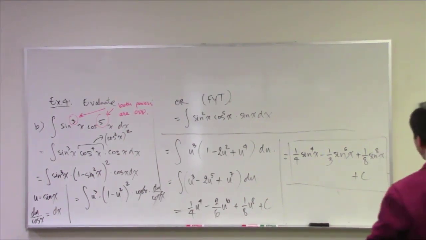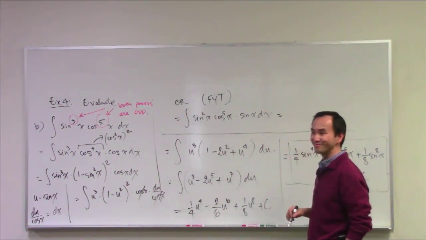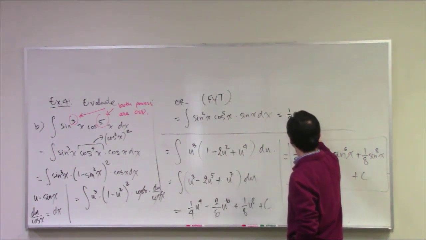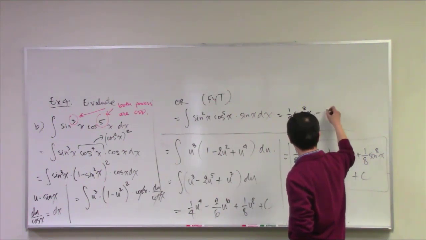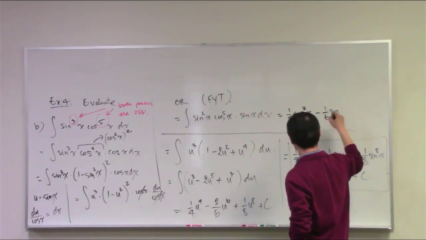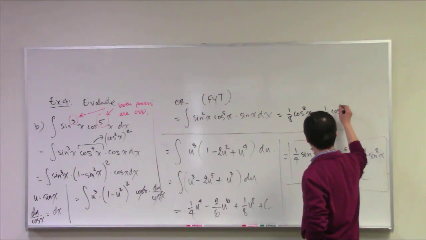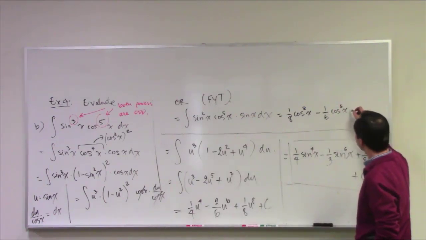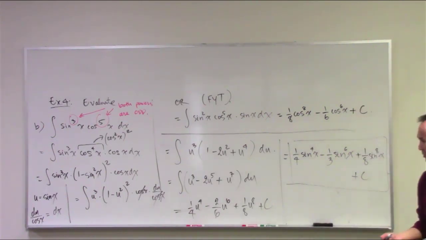So what did you find for your final answer? Yeah, it seems pretty different. It's 1/8 cosine to the power of 8 of x, minus 1/6 cosine to the power of 6 of x, plus c. So it seems pretty different, right?